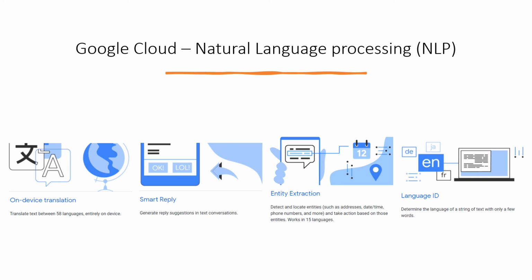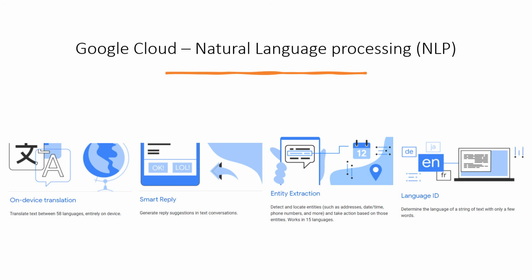Google Cloud also provides natural language processing, which means it will be able to understand any natural language which humans speak. Let's now understand some of the features of Google NLP. With Google NLP, it will help you do on-device translation, which means it can translate any given text to any of 58 languages on the device. Next one is smart reply. With smart reply, you will be able to generate suggestions for text conversations. It will provide smart replies for the text conversations.